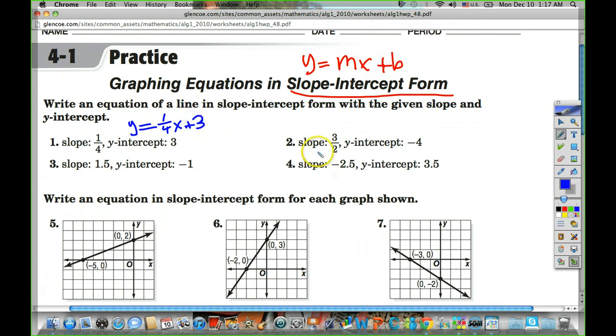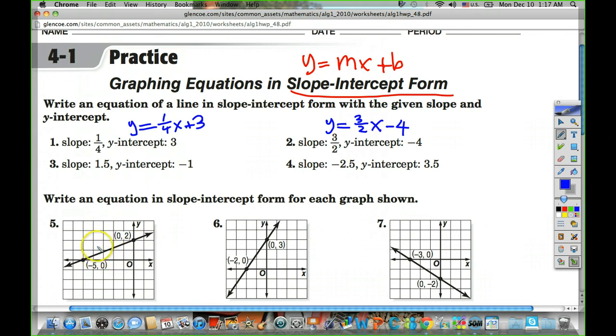Okay? So number 2, slope is 3/2, y-intercept is -4, that means y equals 3/2 x, don't forget to write the x, and because the y-intercept is -4, instead of +4, we're going to write -4. Simple as that. Alright, numbers 5, 6, 7, write an equation in slope-intercept form for each graph shown.